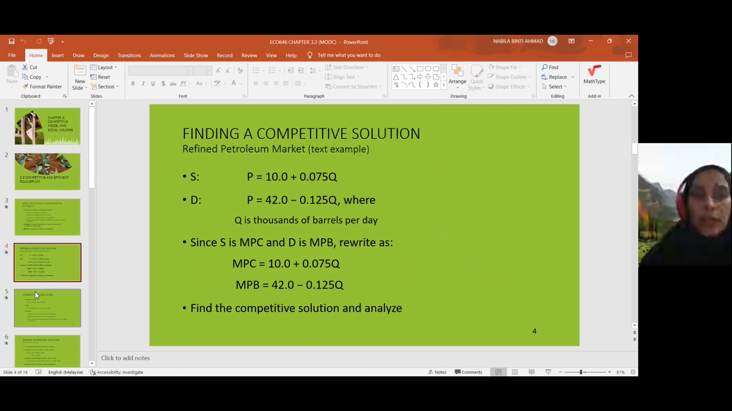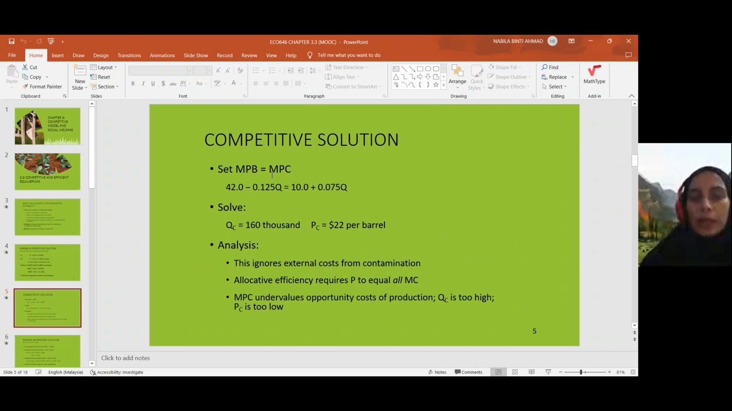and we will find the competitive solution here. All right, so we equate MPB with MPC, and we will solve Q, quantity competitive, as 160,000, and the price competitive is $22 per barrel. And this analysis ignores external cost from contamination. So allocative efficiency requires price to equal all marginal costs, and marginal private costs undervalue the opportunity cost of production. So QC, quantity competitive, is too high and price competitive is too low, right?